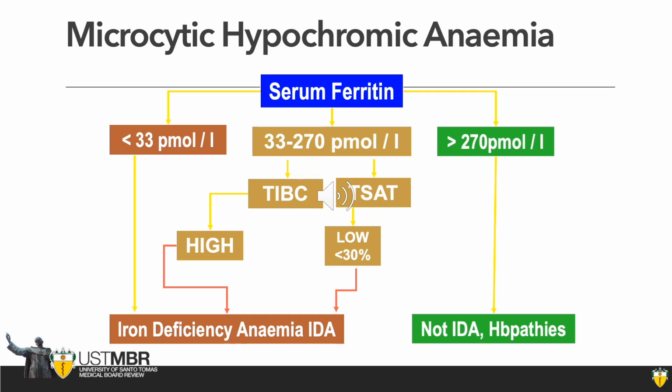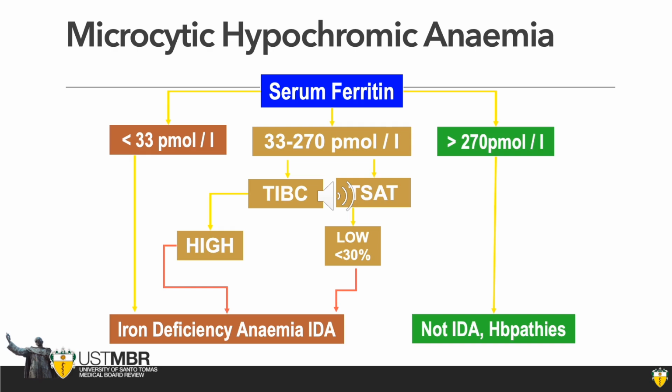So aside from the basic tests that I have enumerated, we discussed a while ago, no? The most important test to establish iron deficiency is serum ferritin. So you may use this as an algorithm. If the serum ferritin is less than 33 picomole per liter, then that is overt iron deficiency anemia. If it's more than 270, then it's not iron deficiency anemia. It may be due to other hemoglobinopathies like thalassemias.